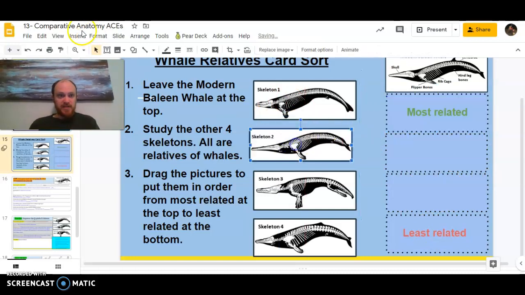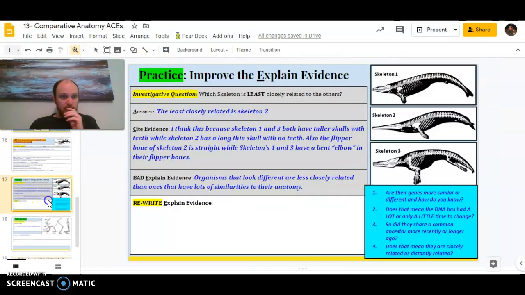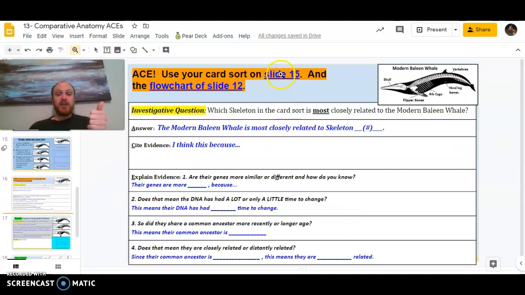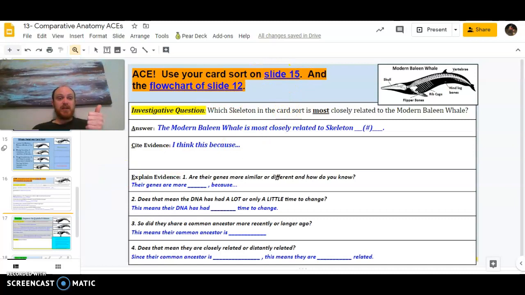That's what this card sort is about. Okay, hold on. Let me, there we go. Now I'm here. Okay, so you can either use the card sort. You can click on this. It'll take you back to slide 15. You can click on this. It'll take you back to the flow chart.